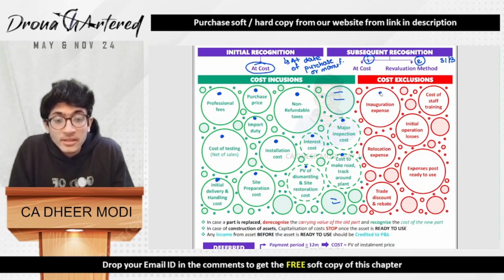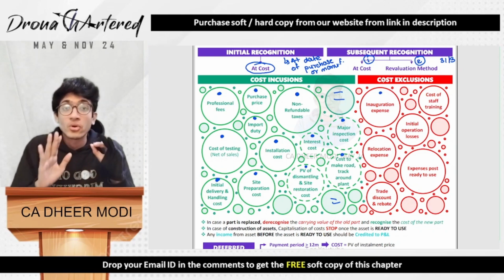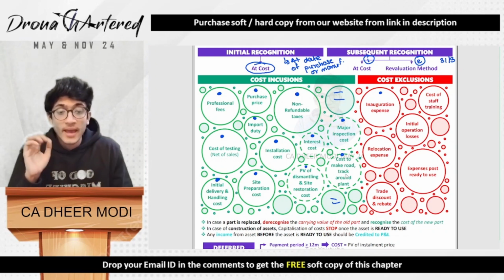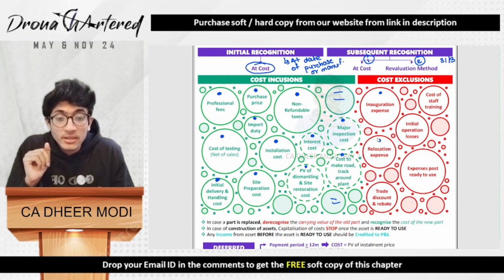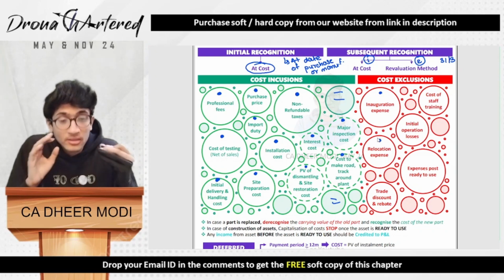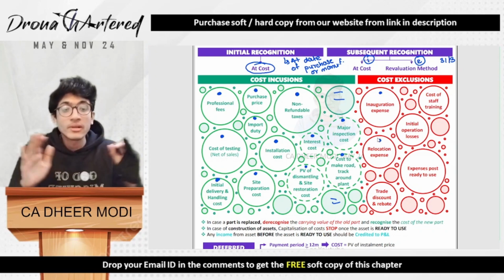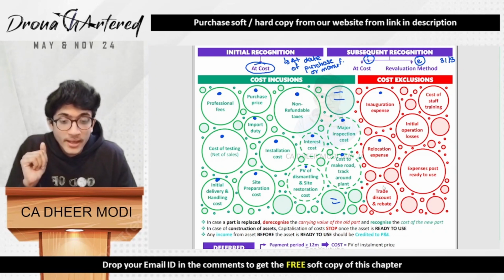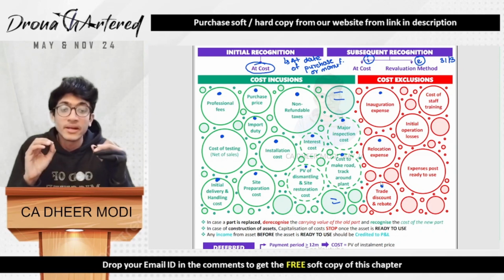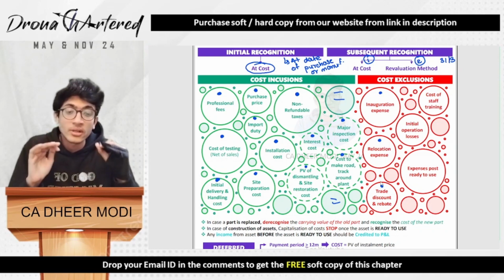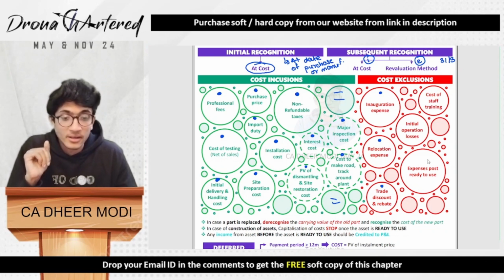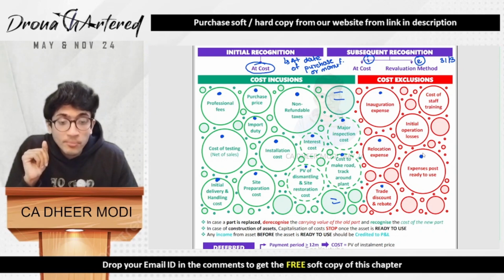Any inauguration expense, say for example, your ribbon cost, all of that does not have to be added. Any relocation expenses, if you have to pay expenses for relocating employees, this will not be a cost. Any trade discount and rebate has to be removed from cost. If you got any discount, that will be subtracted. Expenses post ready to use.